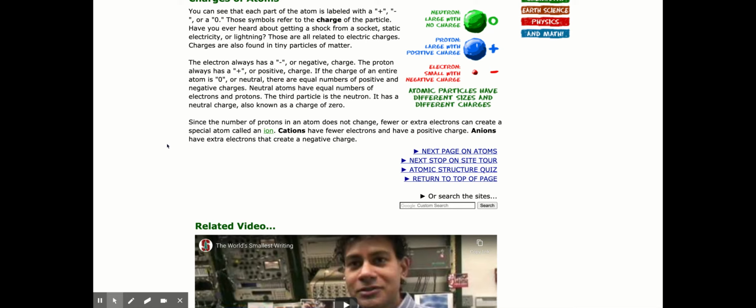If the charge of an entire atom is zero, or neutral, then there are equal numbers of positive and negative charges to balance each other out. And since the number of protons in an atom does not change, fewer or extra electrons can create a special atom called an ion. And like I was saying, if you want to balance out so it's 0, then you're going to need to have equal protons and equal electrons. So you have that perfect 0 charge, of course.